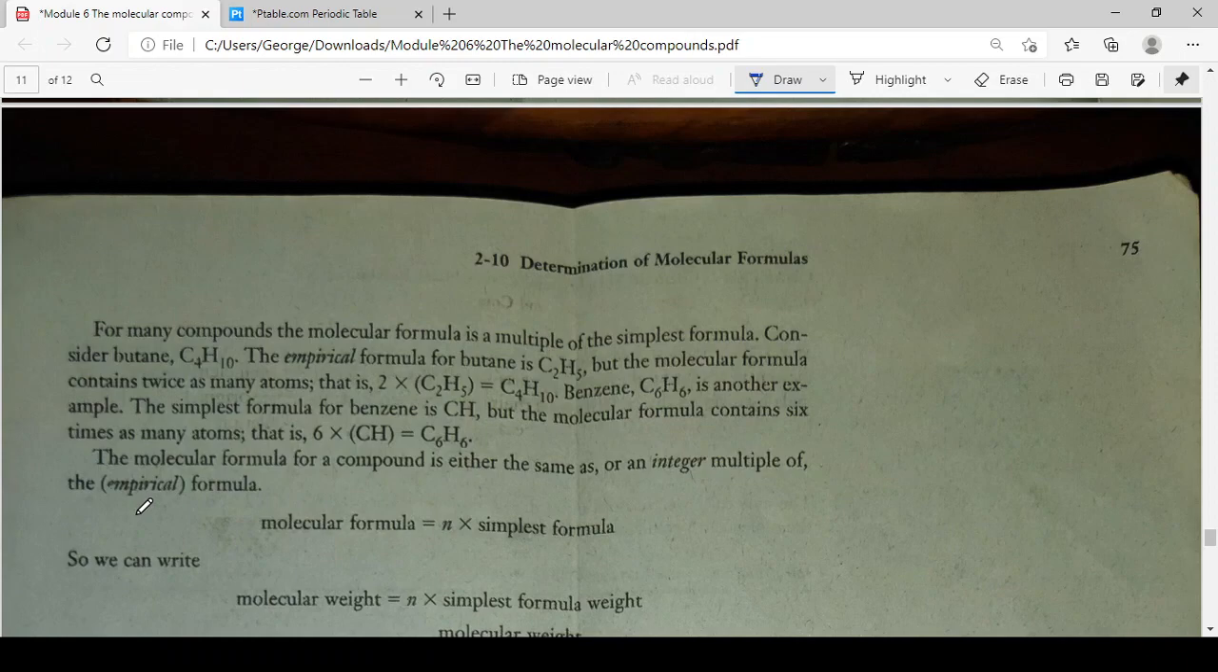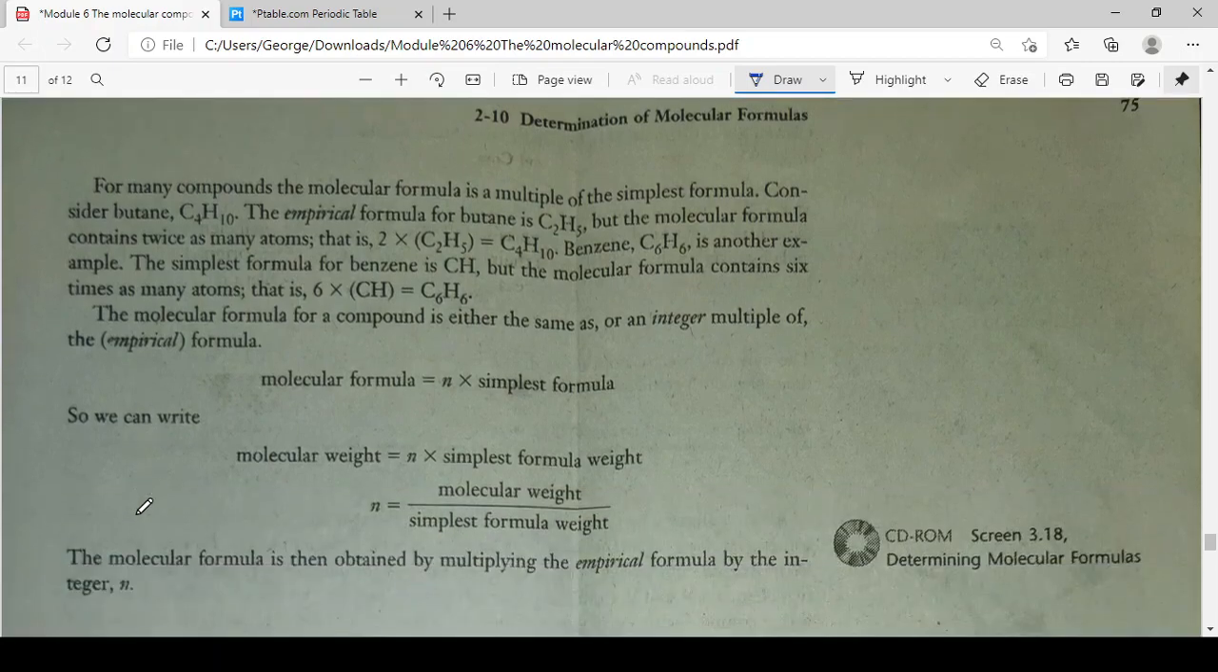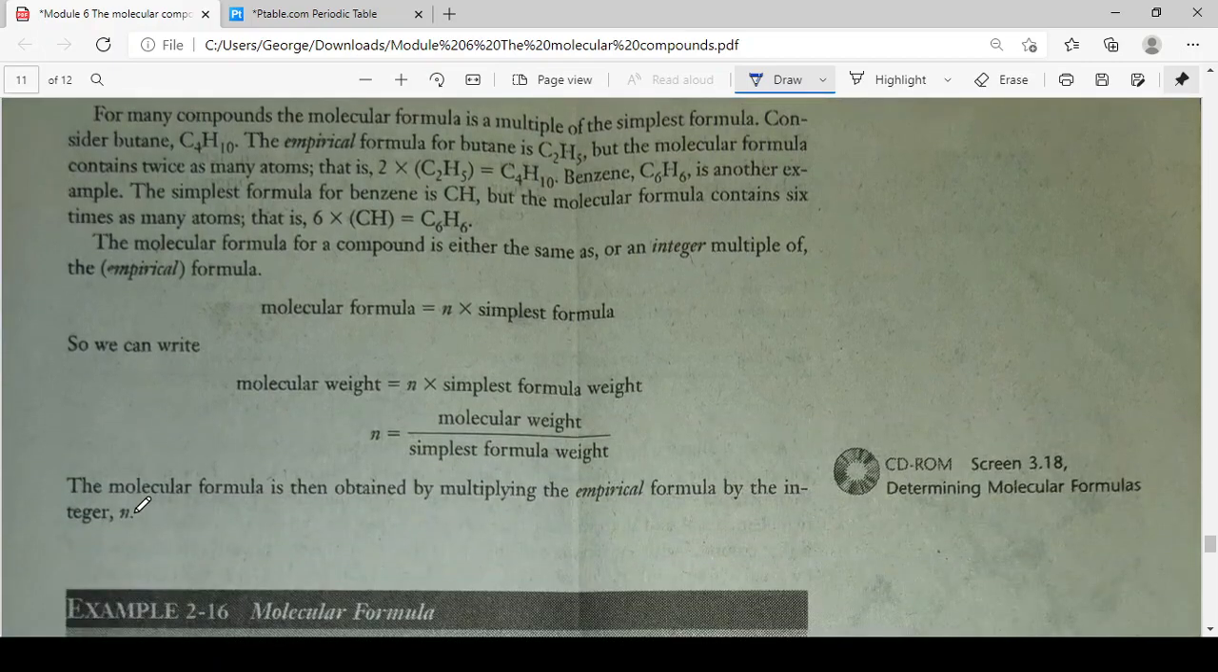Benzene, C6H6, is another example. The simplest formula for your benzene is CH. But the molecular formula for your benzene has 6 times as many atoms as the CH. The molecular formula for a compound is either the same as or an integer multiple of the empirical formula.